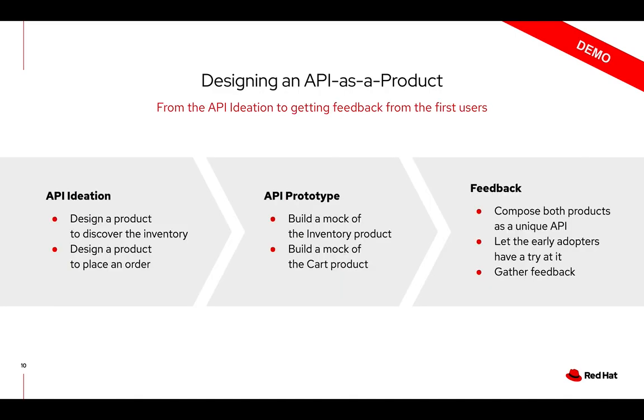The rest of this demo will be split in three parts. In the first part, we will go through the API ideation process to design two products, one to discover the inventory, one to place an order. We will then go through the API prototyping step to expose our two products as live mocks. Finally, we will compose both products as a unique API, expose it through the API management, and gather feedback from our early adopters.